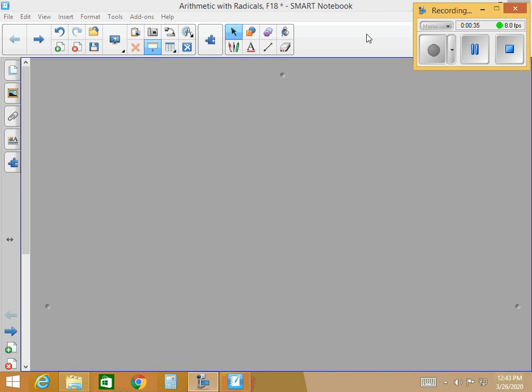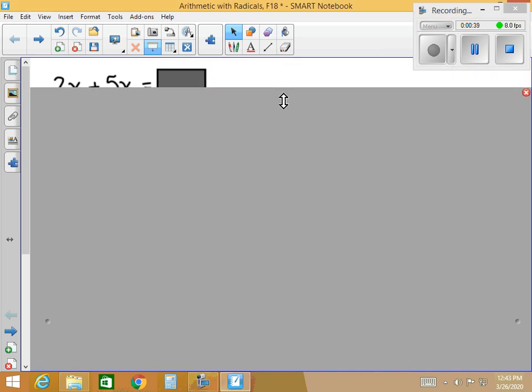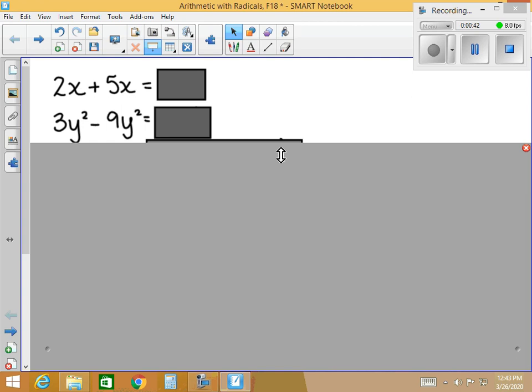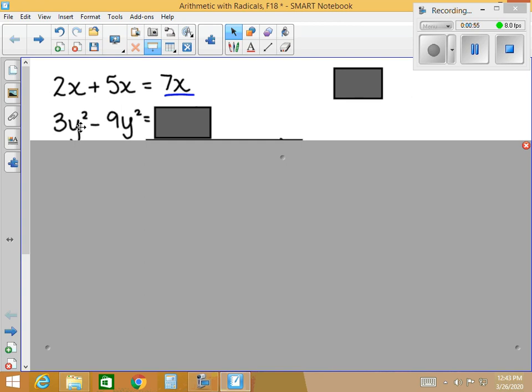When we're doing arithmetic with radicals, we have to think back to an earlier chapter when we're looking at things like this right here. If I have 2x and I'm asked to add it to 5x, am I allowed to do that? Well, sure, and when I add them together, I get 7x. Or if I take 3y squared minus 9y squared, we combine the coefficients and get negative 6y squared.